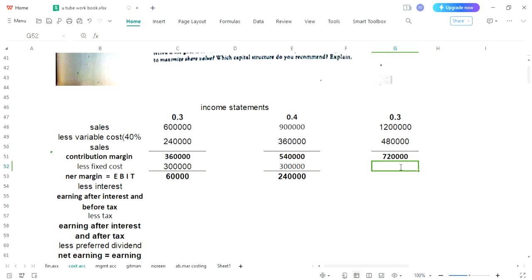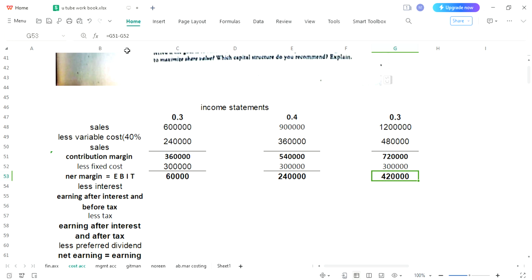So it would remain the same, 3 lakh, after which we are open to calculate earning before interest and tax for the third option by subtracting fixed cost from contribution margin. Contribution margin was 7 lakh 20,000 and you will subtract your fixed cost, which is 3 lakh. So we have got our earning before interest and tax for the third option.